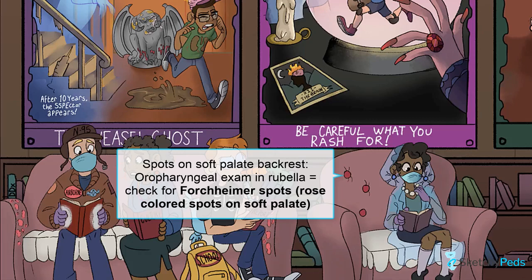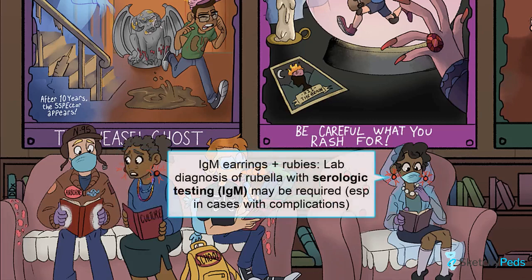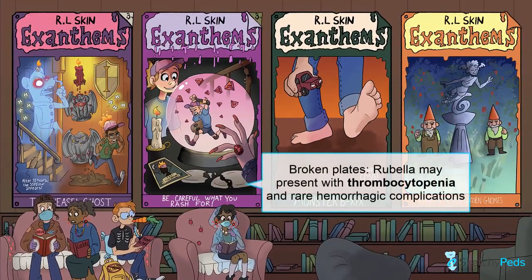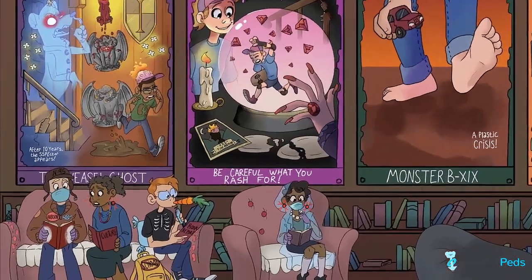the soft palate backrest. Given that rubella's presentation is so similar to other viral exanthems, its diagnosis should be confirmed with a serum rubella IgM assay, hence the ever-popular IgM earrings. In addition, you may see thrombocytopenia, which is represented by the broken plates on the table near the crystal ball, and which can lead to hemorrhagic complications in very rare cases.